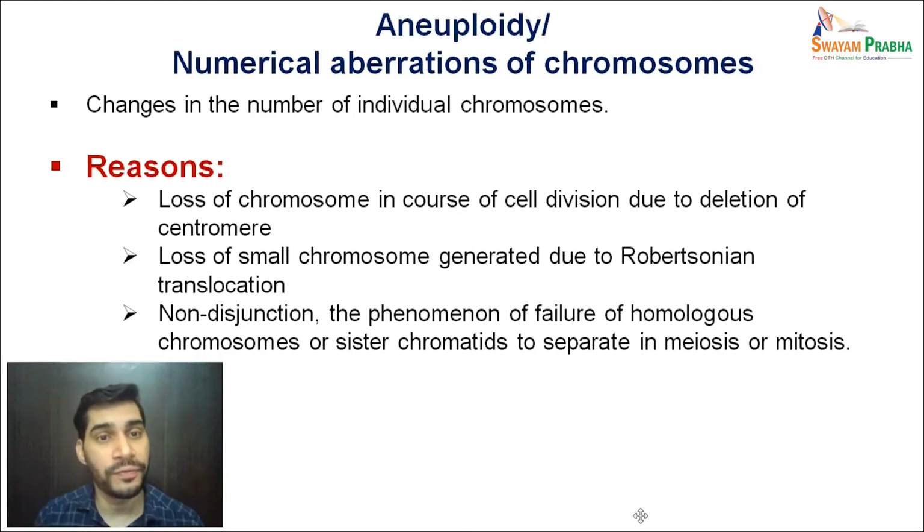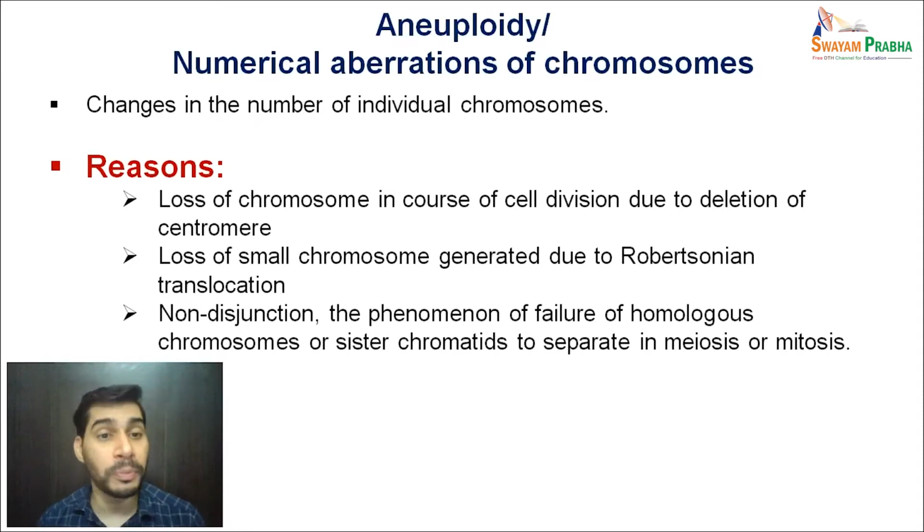So any sort of change in terms of number of individual chromosomes is called aneuploidy. This change can be addition of a chromosome or the deletion of a chromosome, but one or two chromosomes, not the complete set of chromosomes. There can be various reasons for aneuploidy. For example, loss of chromosomes in the course of cell division due to deletion of the centromere. Because of the centromere, there is spindle formation, the spindle getting attached to the centromere and getting the two sets of chromosomes separated to form the new two progenies.